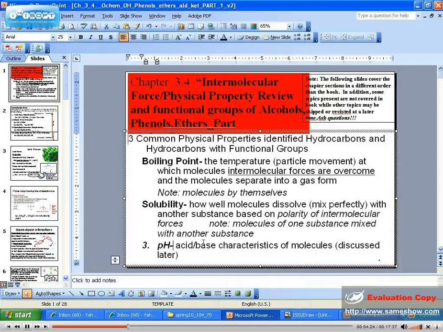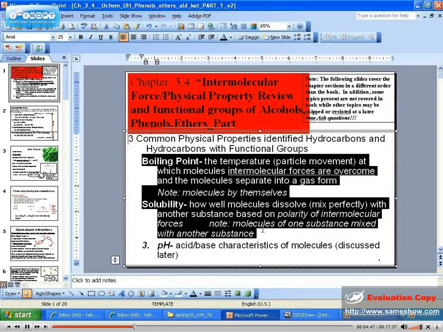The last characteristic is pH. Some of the molecules are similar to a weak acid, where they give off hydrogens, or they may receive hydrogens. Those are the acid-base characteristics, and we really get into those in future chapters. But for right now, I'm going to focus heavily on explaining boiling point and solubility more thoroughly.